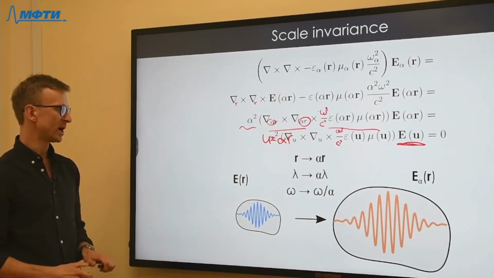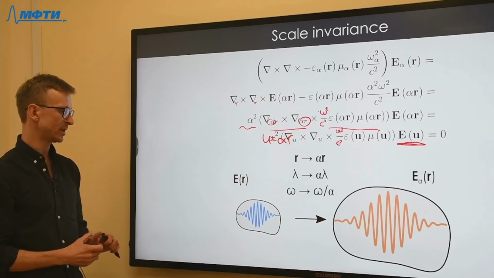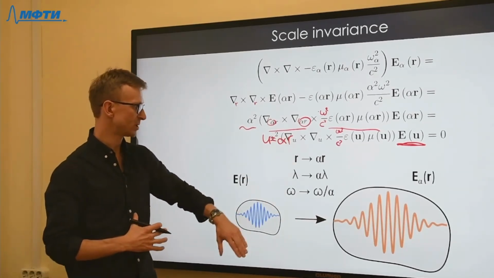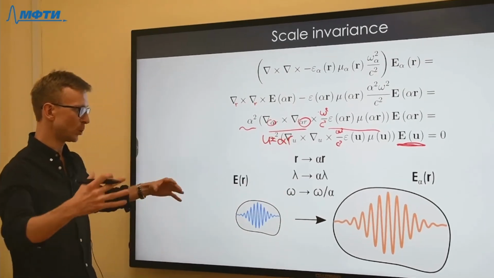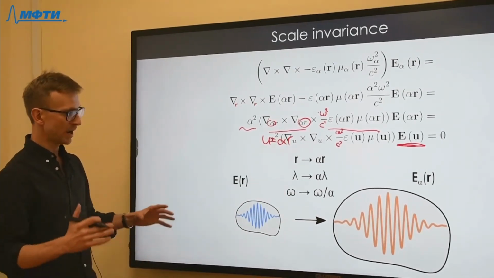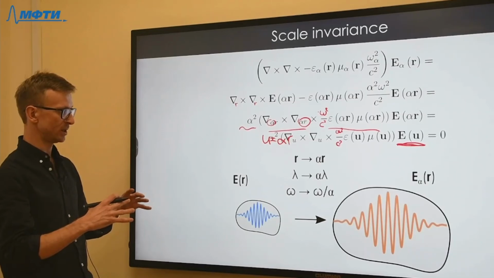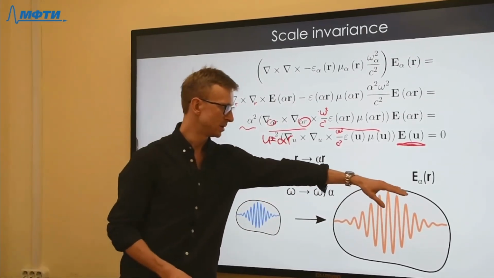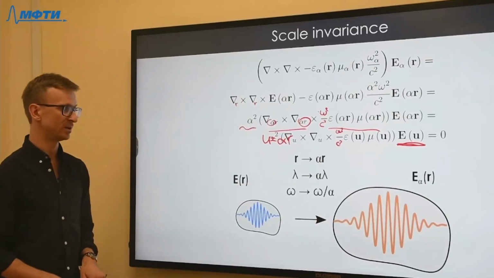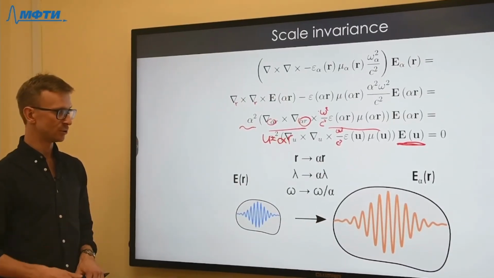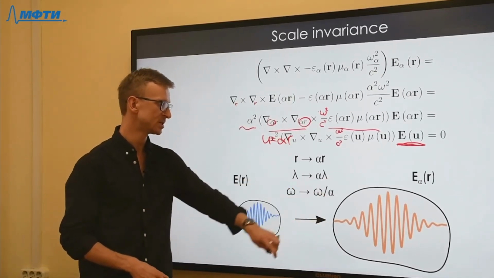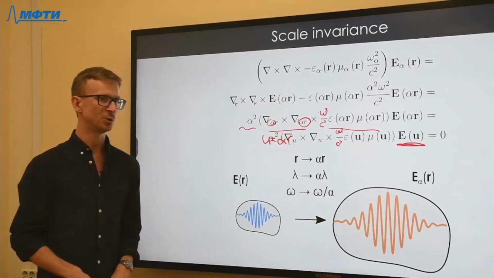Here we have alpha, which is less than 1. That corresponds to a stretched solution. So we stretch the space, we stretch the wavelength of our fields, and we decrease the frequency by the same factor, and the new scaled field becomes the solution of the Helmholtz equation with the new permittivity and permeability for the new structure at the new frequency.